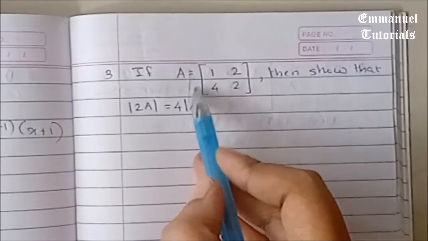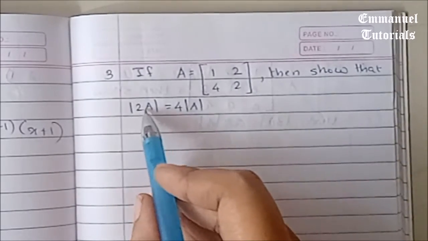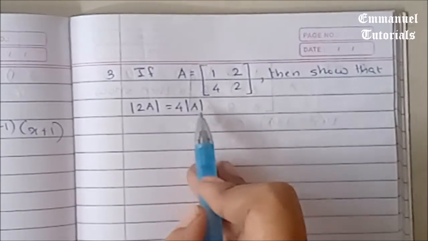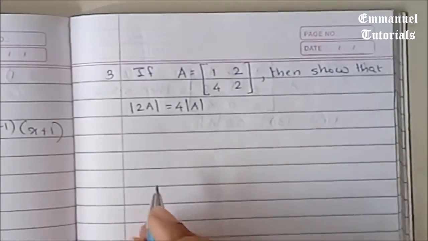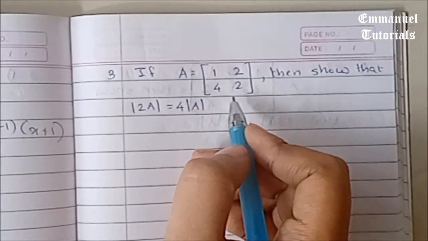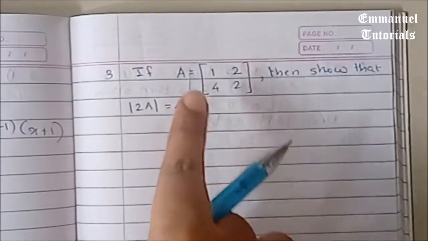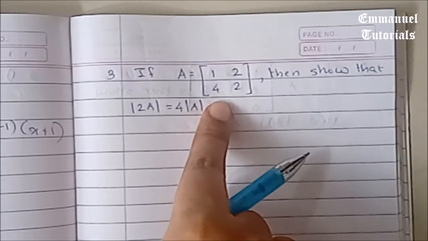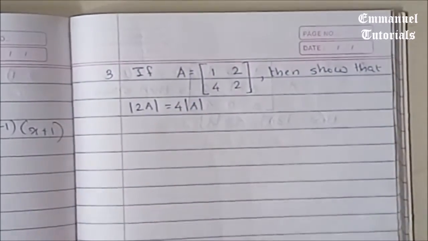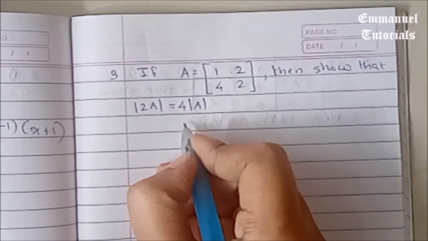If A is equal to this matrix 1, 2, 4, 2, then show that determinant of 2A is equal to 4 times determinant of A. So what you have to do is first find out the 2A matrix, then the determinant of that matrix, and then you have to see if that is equal to determinant of A into 4. So let's do that. First we'll try to find out 2A.